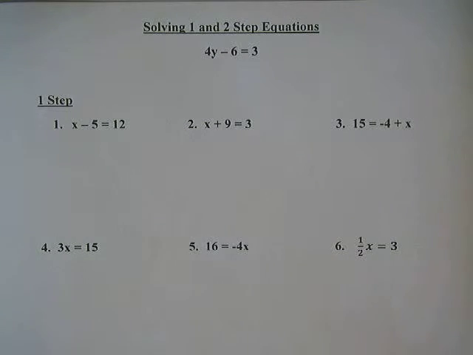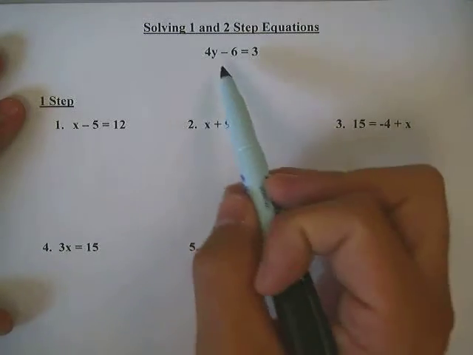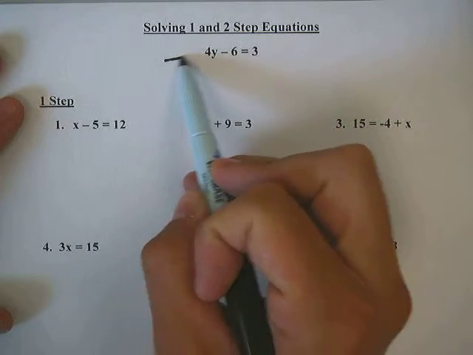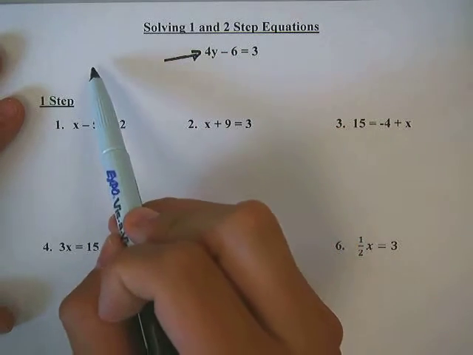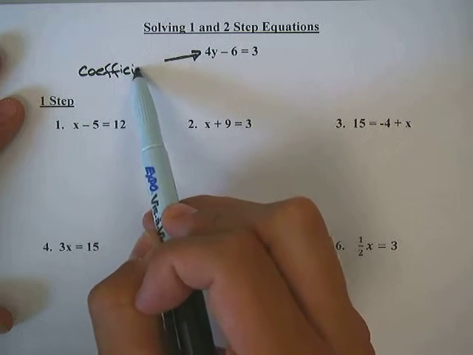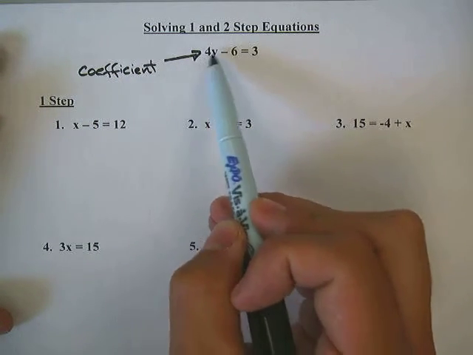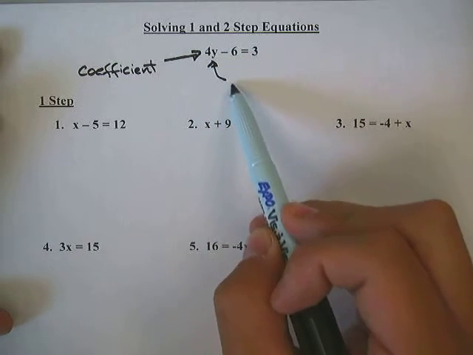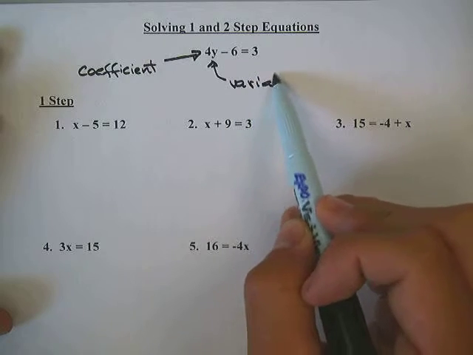Today we'll talk about solving 1 and 2 step equations. Before we get started, let's talk about a couple parts of a pretty standard equation. If we take a look at this one, which I just made up, the number 4 is what we call a coefficient. A coefficient is simply a number that's being multiplied by a variable. Obviously, the y in this case would be called the variable.